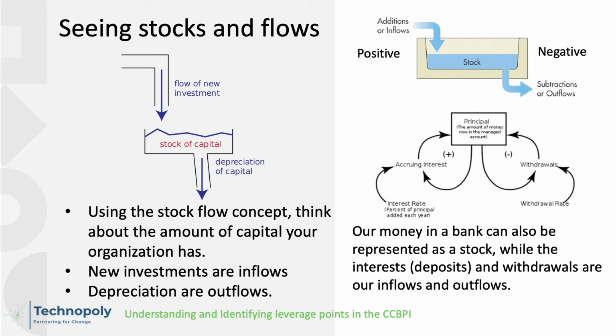Other ways of looking at stocks and flows would be using the capital that we have for our business, for example, where investments increase our capital and depreciation decreases the amount of capital we have in our organization. Another example is our money in a bank, where the amount of money inside the bank increases as interest and deposits come in, and withdrawals are our outflows from our bank account.